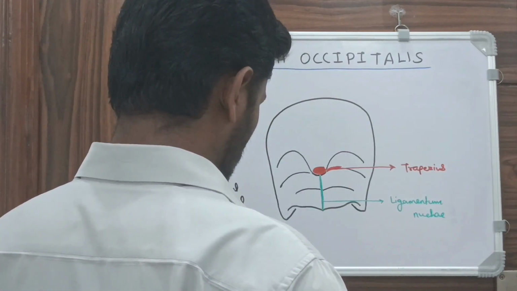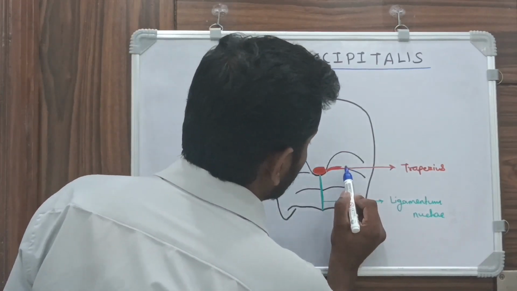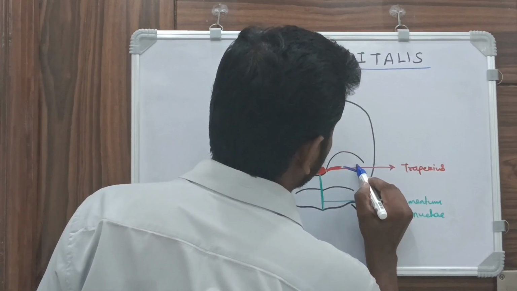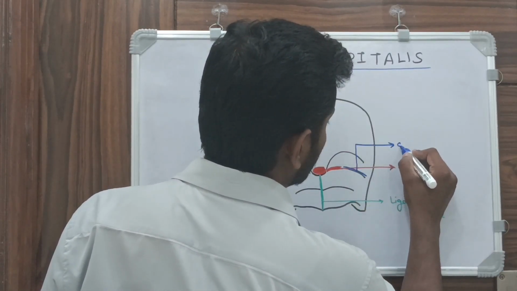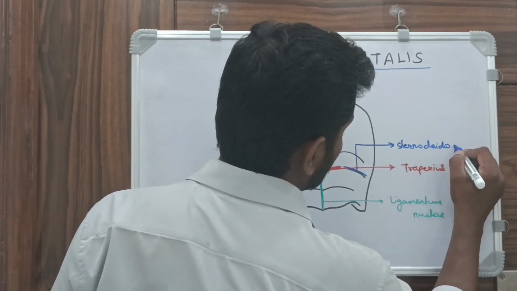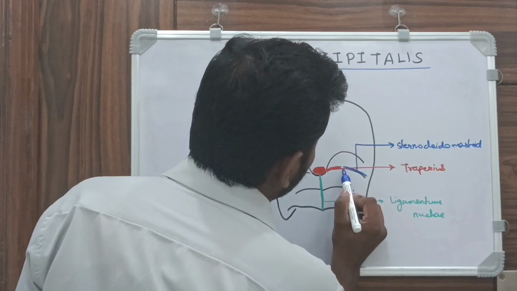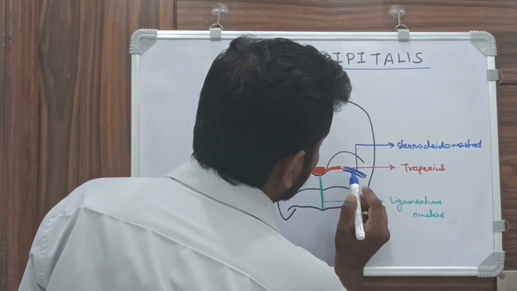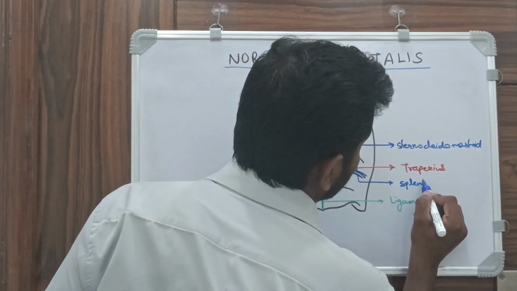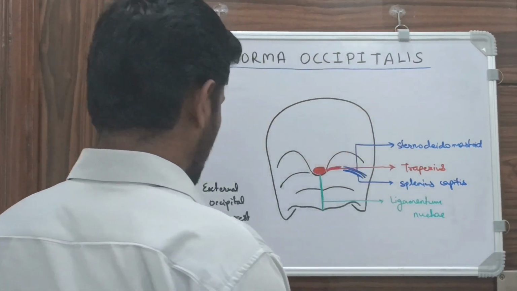Now in the lateral part of the superior nuchal line, two muscles insert. So the muscle which inserts just above the superior nuchal line is known as the sternocleidomastoid muscle. And just below the superior nuchal line, splenius capitis gets its insertion.